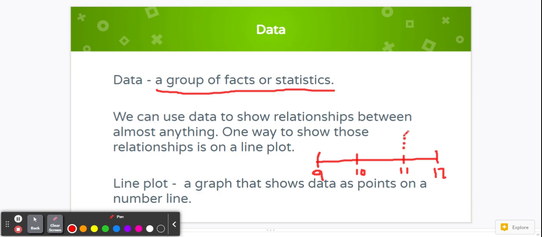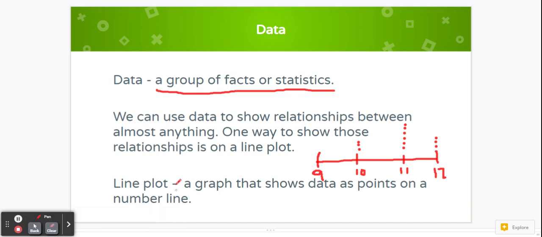So we'd have quite a few dots here for 11, and maybe a couple for 10, and maybe a few for 12, and maybe none for 9. So we wouldn't put any on there. And so we can use this to look at a nice visual way to say, okay, what's the most common age in our classroom? Well, in this case, we'd look at it and there'd be more dots on 11. So we would say that 11 is the most common. And that's just one of the ways we can use data and line plots. We'll head into some different scenarios here.